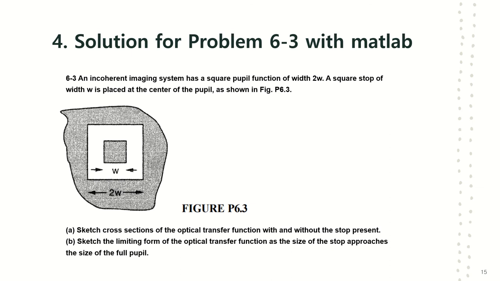Section 4 is solving problem 6.3 with MATLAB. In this case, the aperture is the same as problem 4.9, but the light is partially incoherent. And we have to obtain the optical transfer function in various cases, with and without the star present, and as the size of the star approaches the size of the pure pupil.